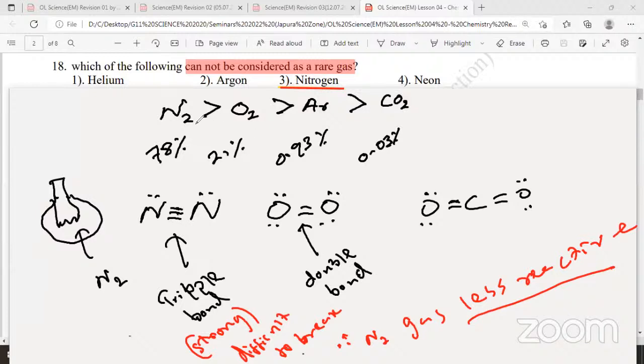Okay, so that's very important. You can see nitrogen has the highest percentage, a triple bond, and the Lewis structure of nitrogen shows it is a strong bond. Triple bond is more difficult to break than double bond. Therefore, it is less reactive. So you should know a little bit more. It's a colorless gas, odorless gas, right?